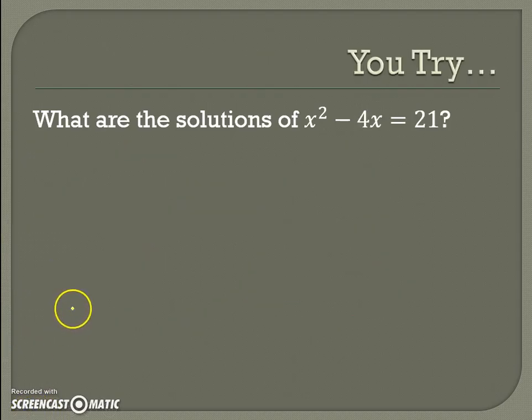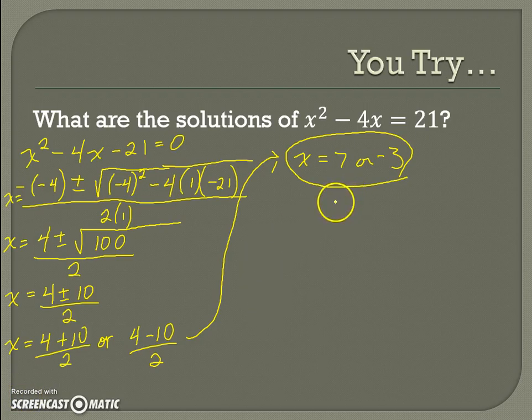So here's one for you to try. Go ahead and pause. The answer will be up in 3, 2, 1. All right, here's what I got. X is equal to 7 or negative 3. Hopefully you got the same thing.